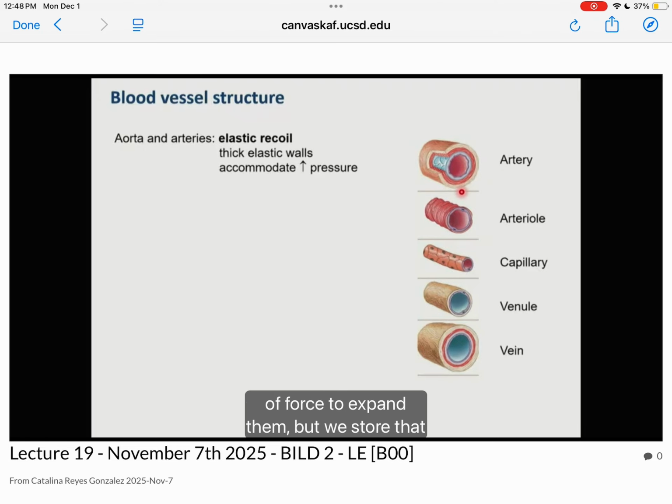It takes quite a bit of force to expand them, but we store that potential energy on the walls of that artery. When you let go, when the ventricle stops contracting, when it goes into diastole, the blood vessel just goes back to its original position like a rubber band, and that causes forward blood flow. Okay?